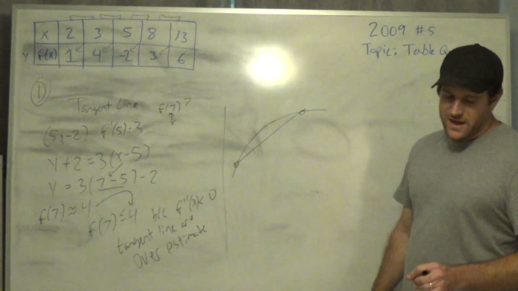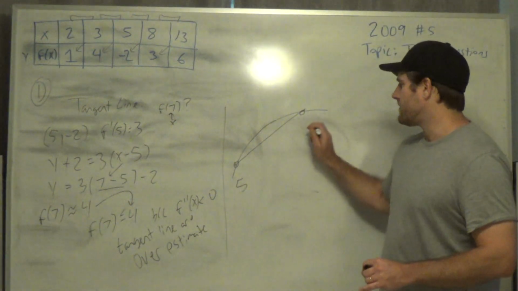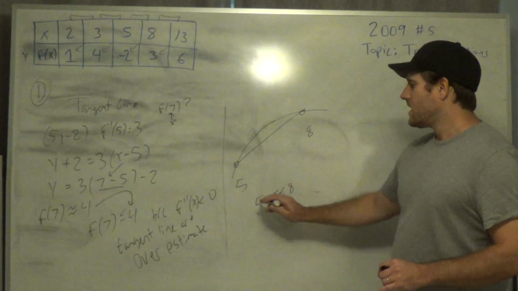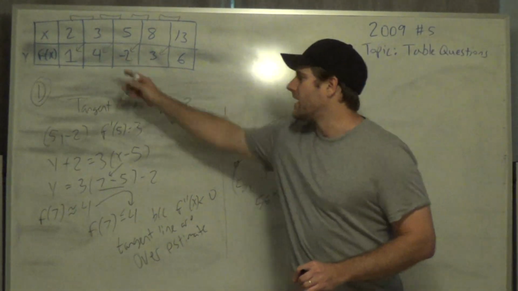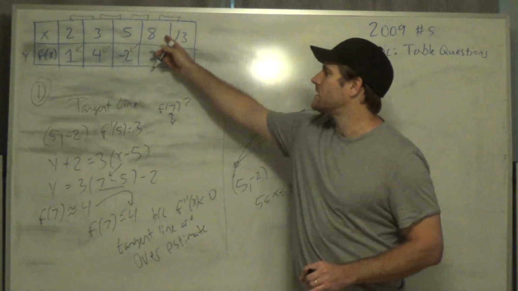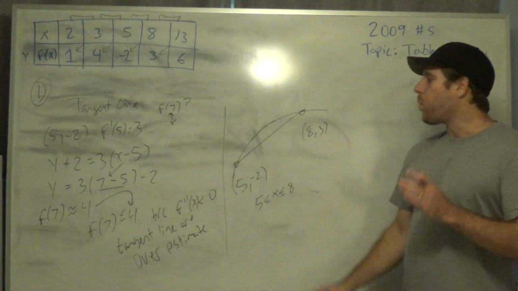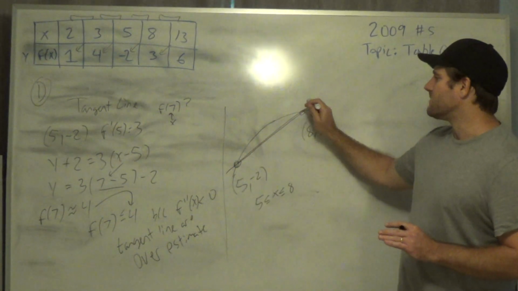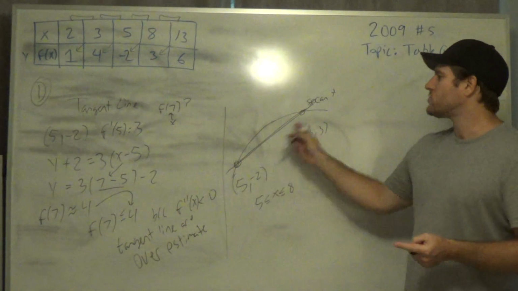So let's go ahead and see. They want a secant line on the interval 5 to 8. Let's look at the points here. The point here is (5, -2), and over here the point is (8, 3). Now, what do I need these for? Well, if I want to write the equation of a secant line, remember a secant line goes through 2 points. You need a point and a slope. Well, we have 2 points to choose from.